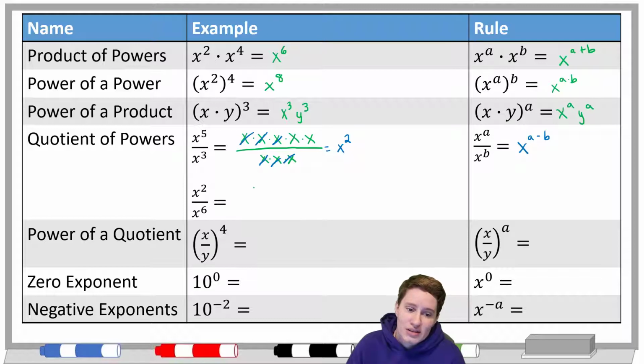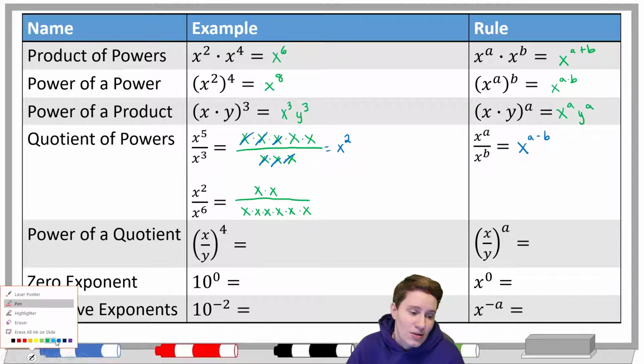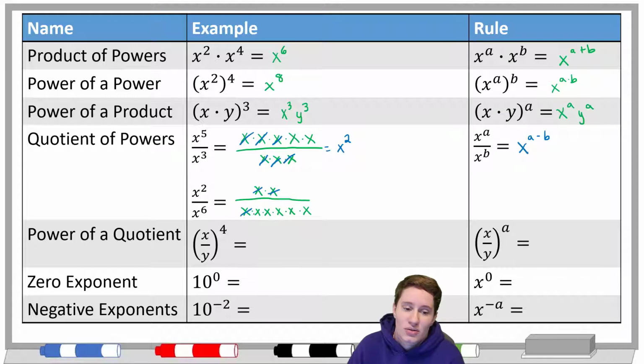So let's break this down. We have x squared on top, so x times x. And we have x to the 6th on bottom. 1, 2, 3, 4, 5, 6. So when we go to cancel these out, there's 2 on top and 2 on bottom in common that we can cancel. But what happens when we cancel everything on top?